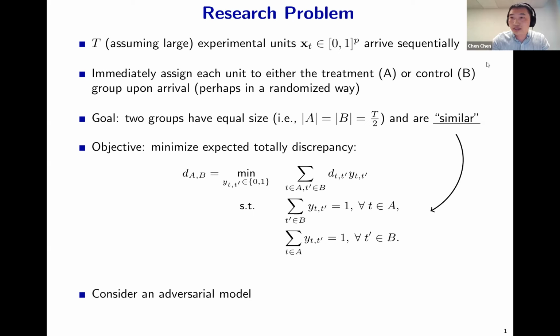And finally, the paper considers an adversarial model where the arrival sequence and the covariates can be arbitrary. One thing I want to point out is that even if we consider the stochastic model, the problem is still very challenging to solve because this objective is not additive across time periods. So we don't have a DP formulation here.